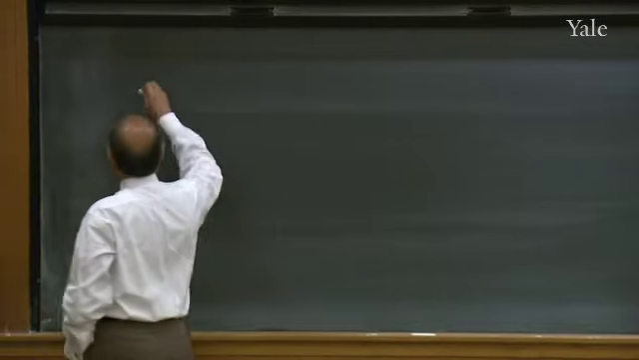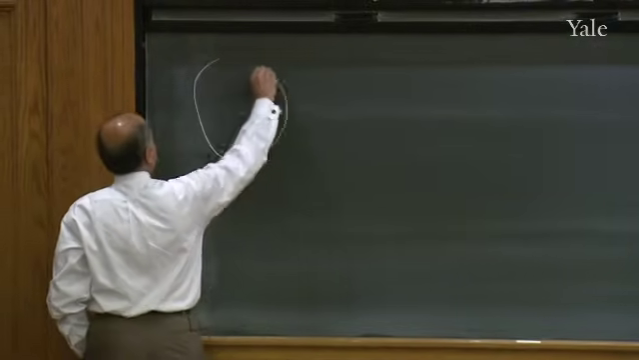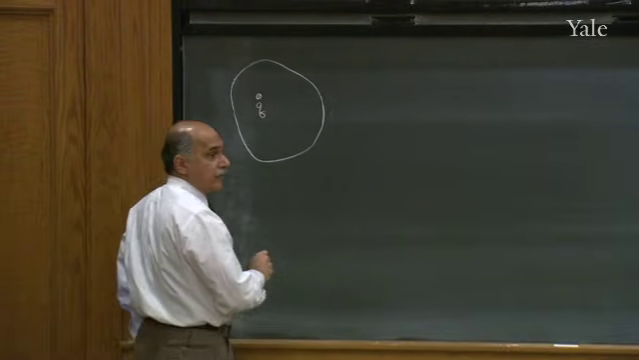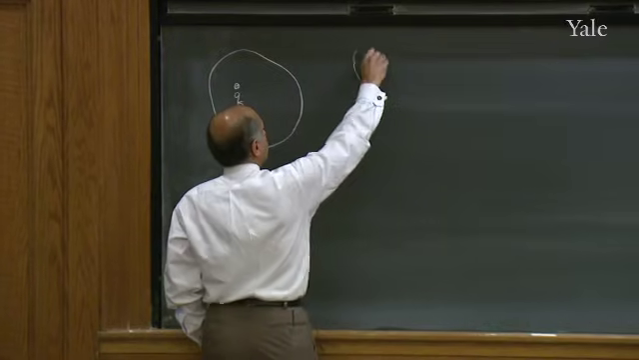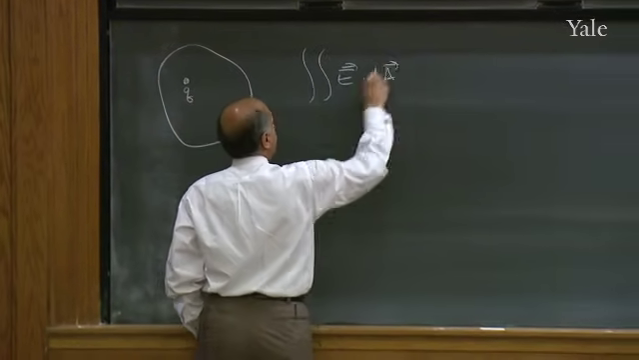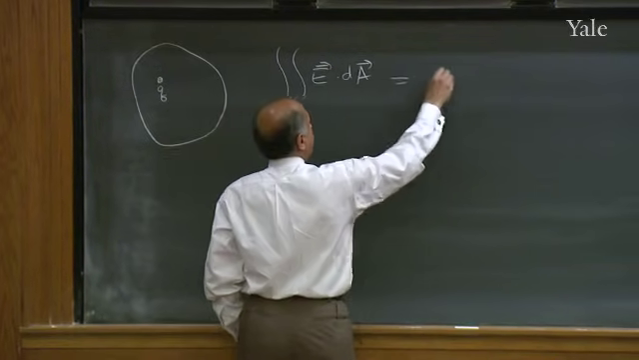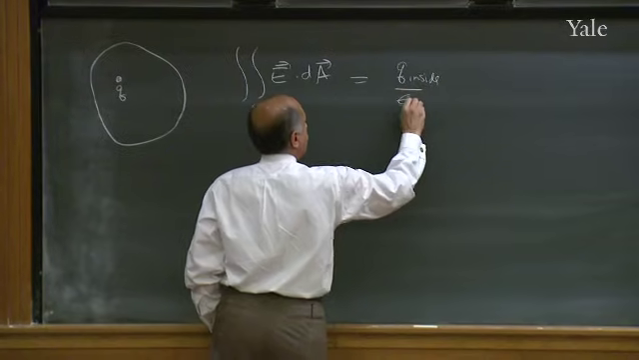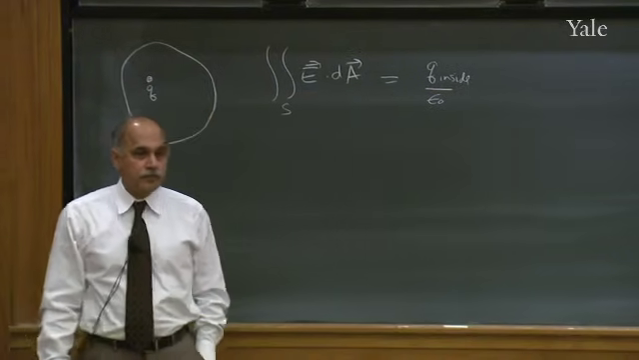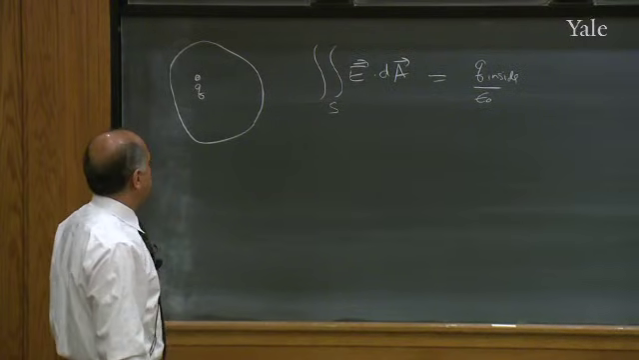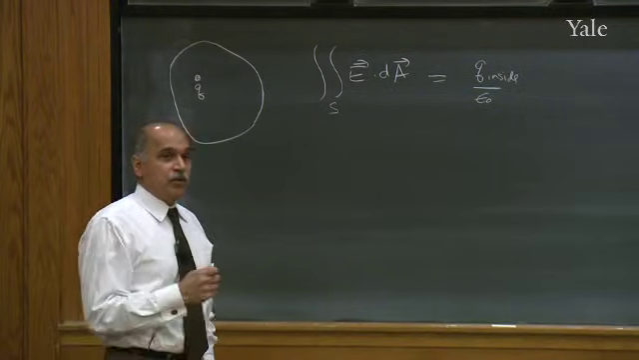What I've shown you is the following. Here is some strange closed surface. That's a charge Q inside. Then the integral of E dot dA on that surface is equal to Q inside over epsilon 0. This is not yet the theorem, but this is the case for one charge.